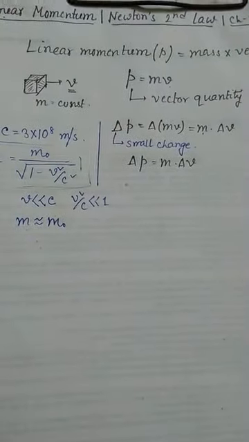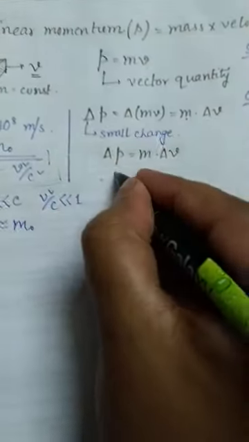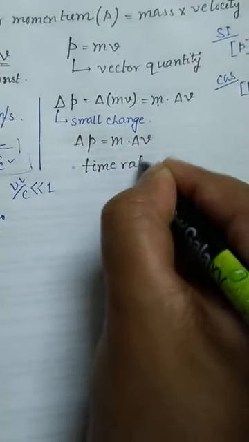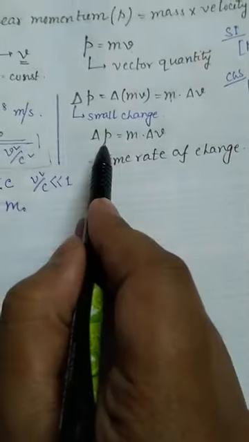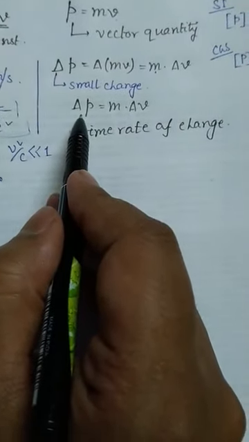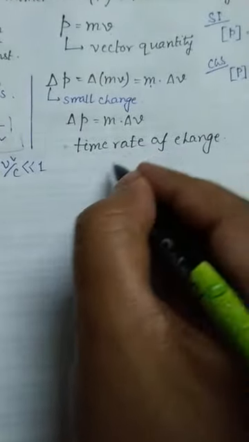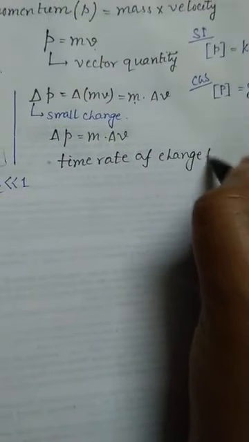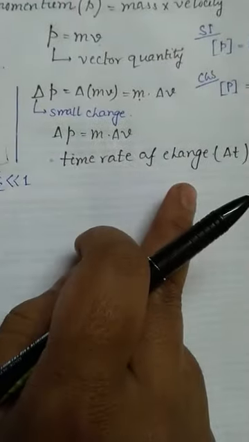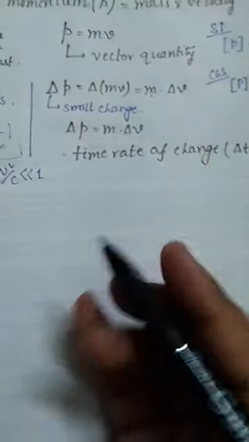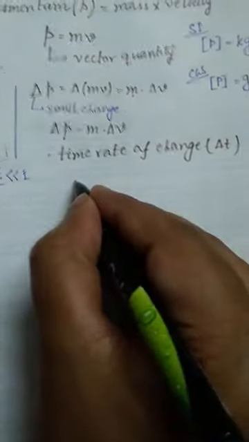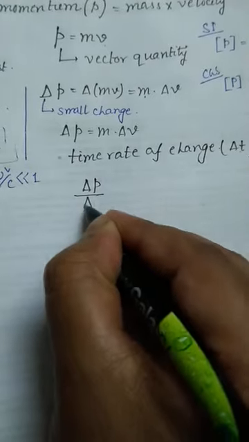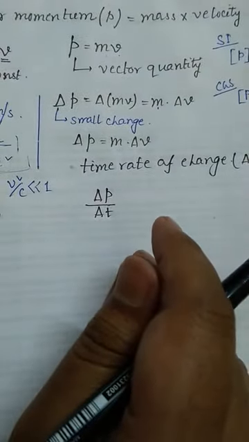Now we shall talk about the rate of change. Rate of change means time rate of change. Let's say the momentum is changing, and the change is taking place during the time delta t. So what is the rate of change? During delta t time it changes by delta p, so during unit time it is delta p by delta t. This is the rate of change.